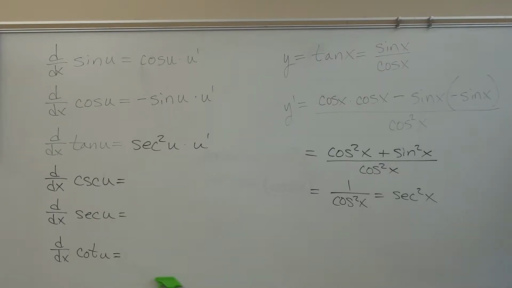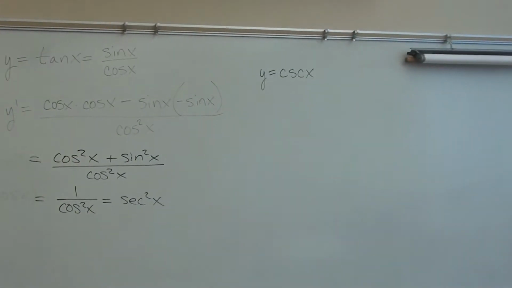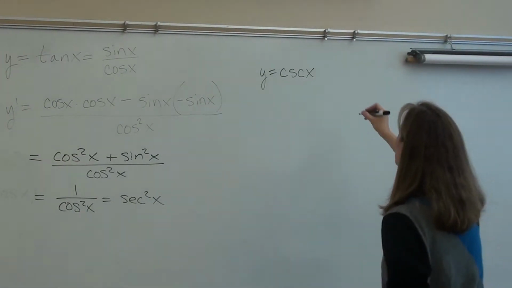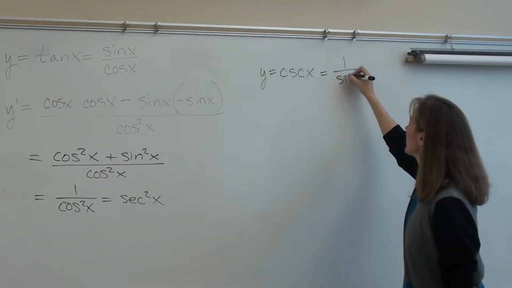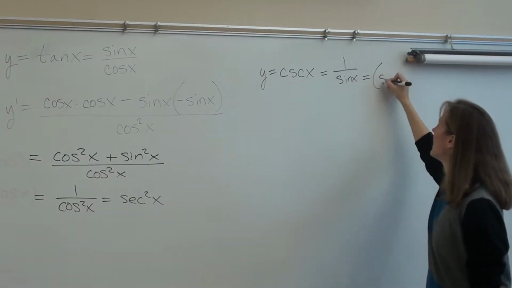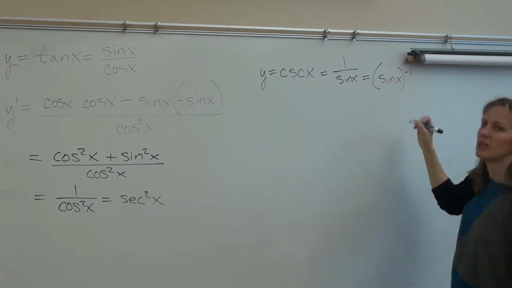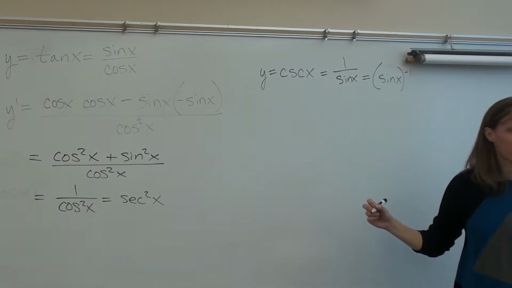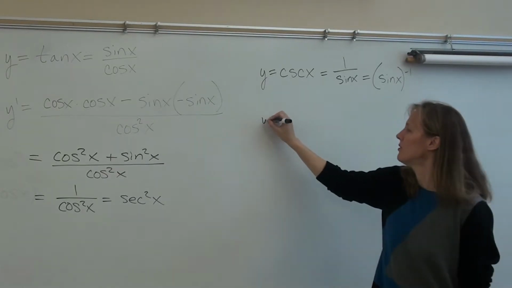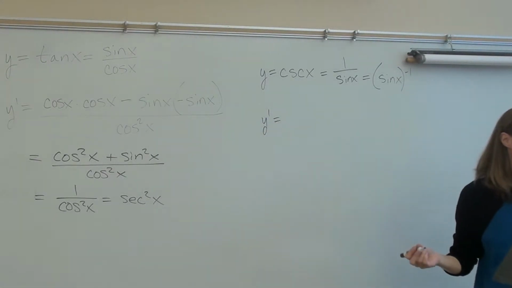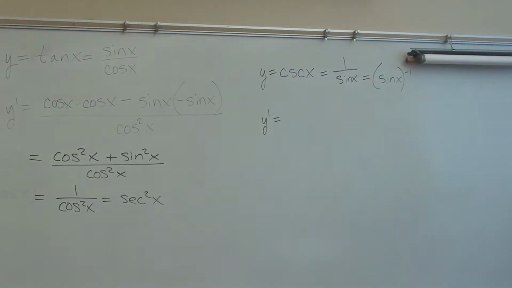Let's just do cosecant x. So if y is cosecant x, cosecant equals what? 1 over sine. I'm going to write this as sine x to the negative first power. And I want you guys to find the derivative using chain rule. Put the negative in front, negative 1 times something to the something. So take a moment, find the derivative of sine raised to the negative 1 power.